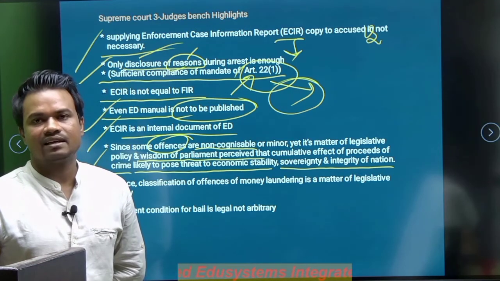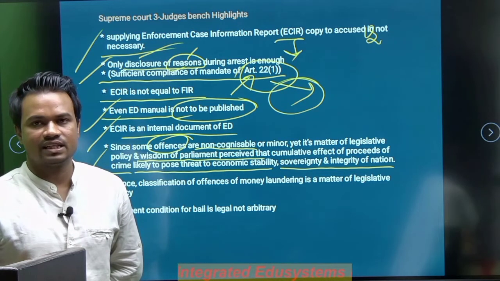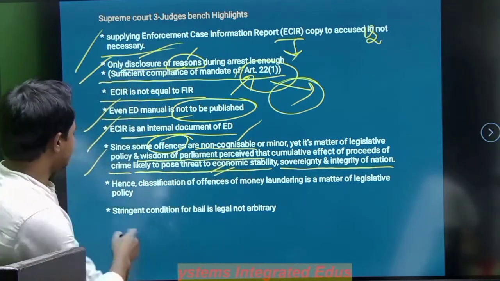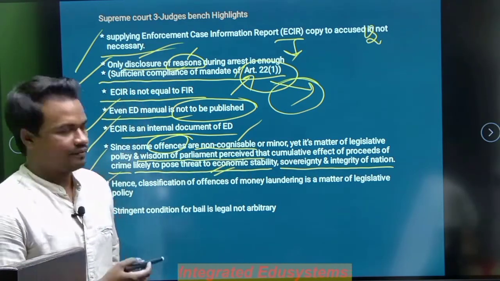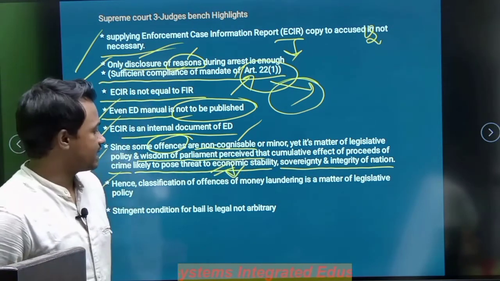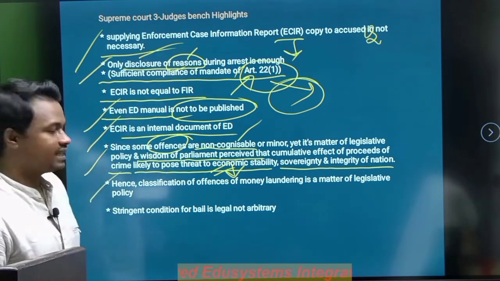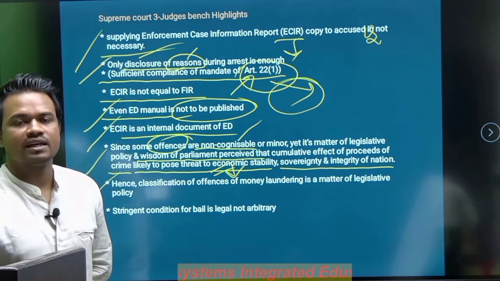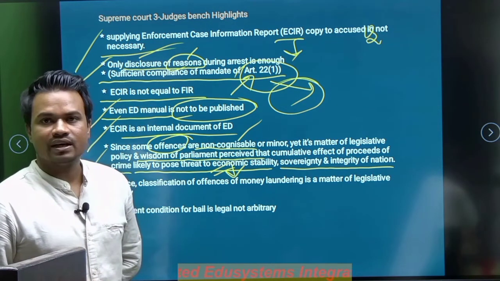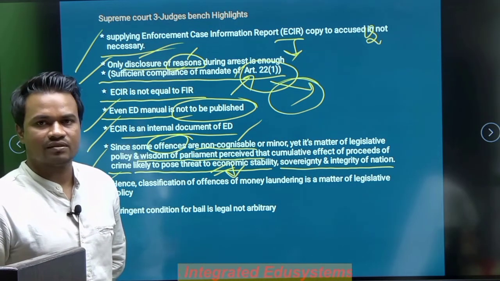The seeming and the observing of that particular degree of money laundering case is completely a legislative matter. Hence, the classification of offence is the crux of this particular observation of the Supreme Court. The classification of the offence of money laundering is a matter of legislative policy, it is not a matter for the Supreme Court. So the Supreme Court, or any court of law in the country, is not supposed to talk about the offences and their classification, rather it is a matter of legislation.